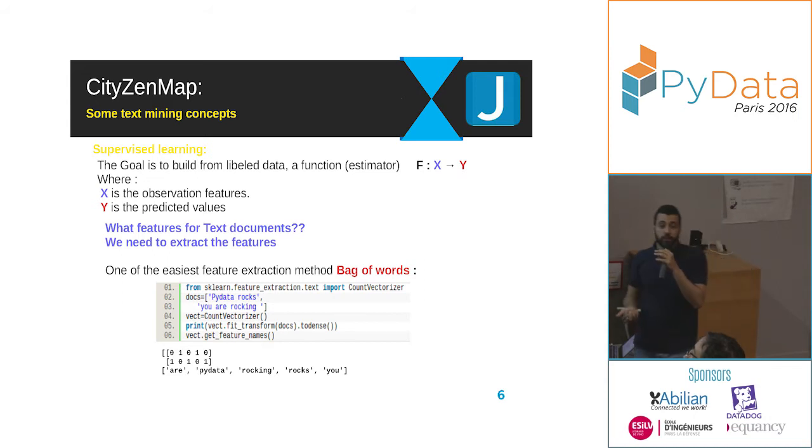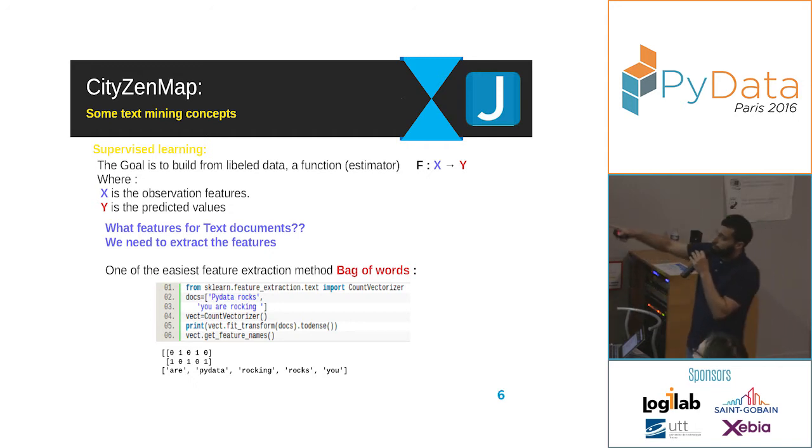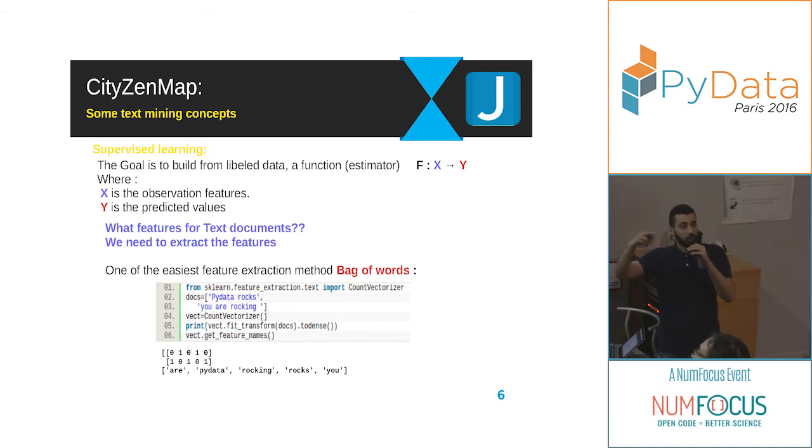So what are the features that we use for text mining? One of the simplest is the bag of words algorithm. This is an example of the bag of words algorithm using Scikit-learn. Bag of words consists of making a vector of word counts. So we count each occurrence of a word in each sentence in all the documents.